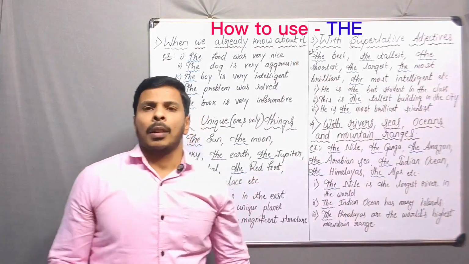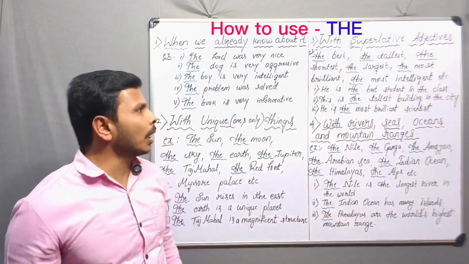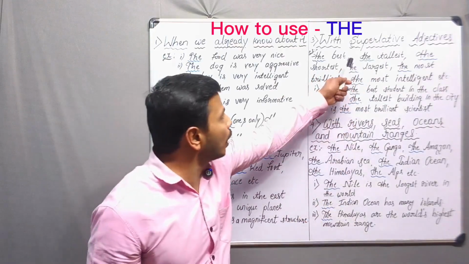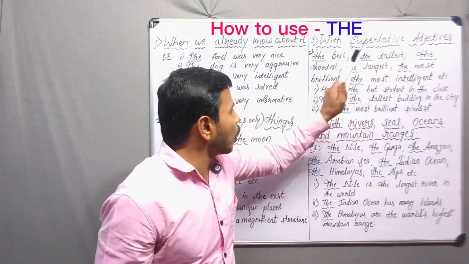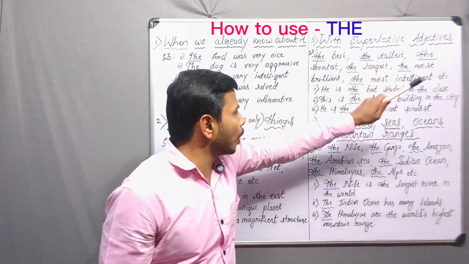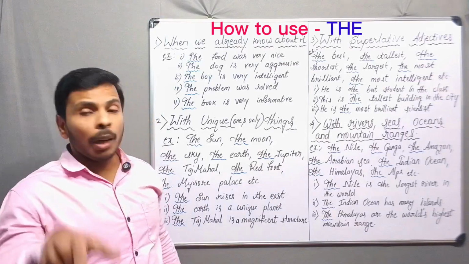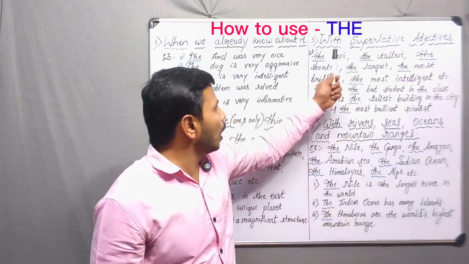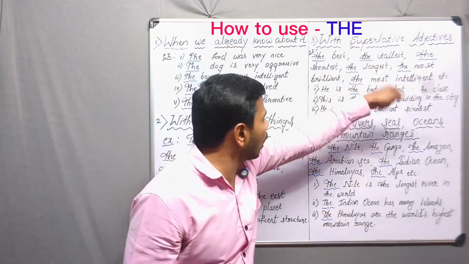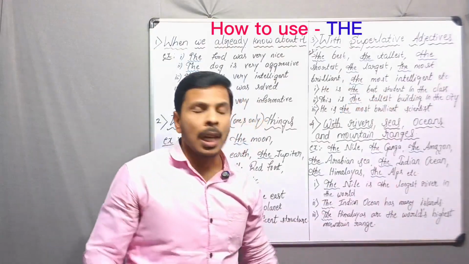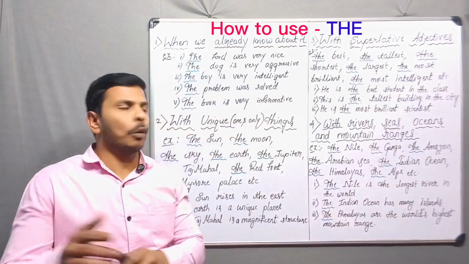Rule number 3, with superlative adjectives. You can ask me, what is superlative? Adjectives have 3 forms. For example, you say good, better, best; tall, taller, tallest; short, shorter, shortest; large, larger, largest. We are not talking about the first 2 degrees of comparison. The third form is called superlative. So the best, the tallest, the shortest, the largest, the most brilliant, the most intelligent. Some words do not change form. For example, brilliant and intelligent, we have to use "more" and "most".